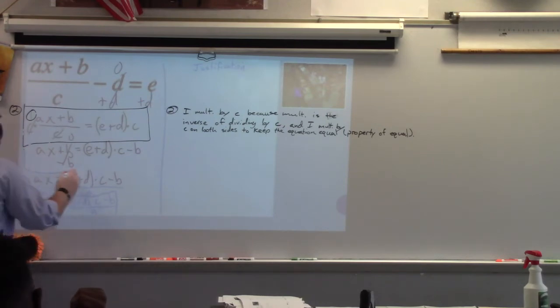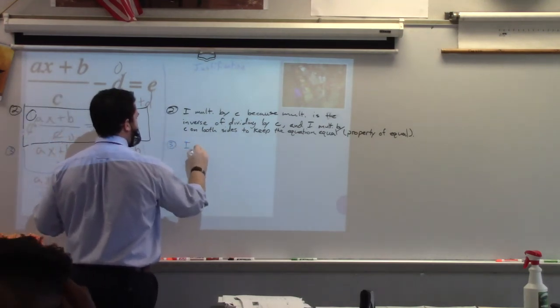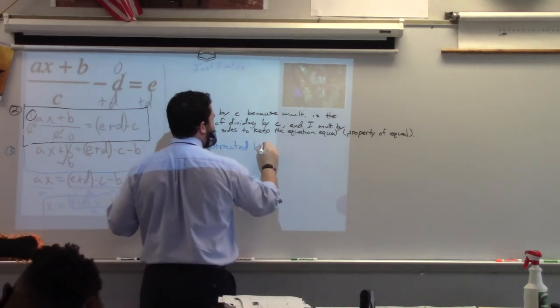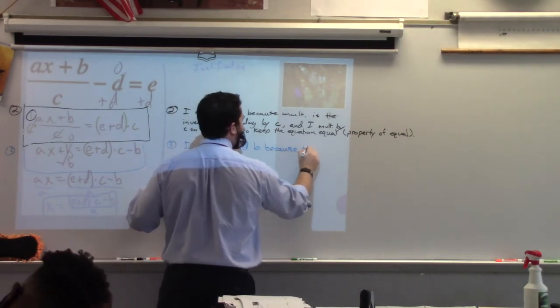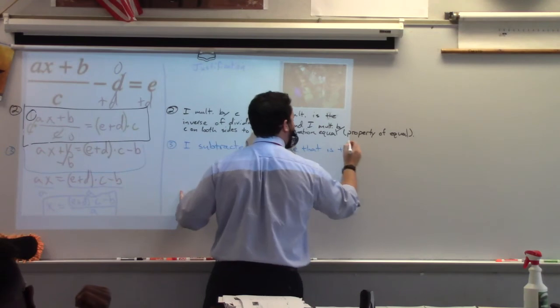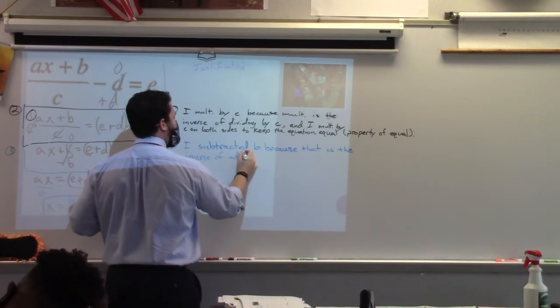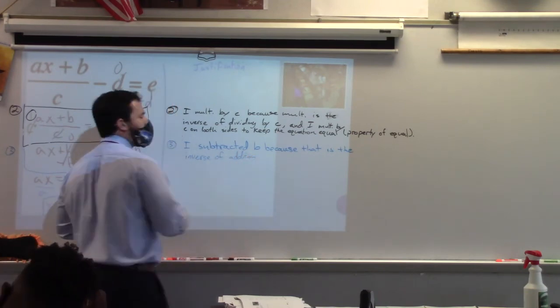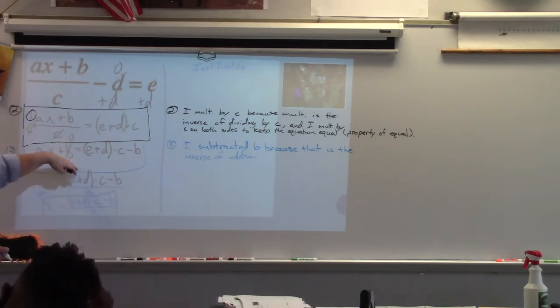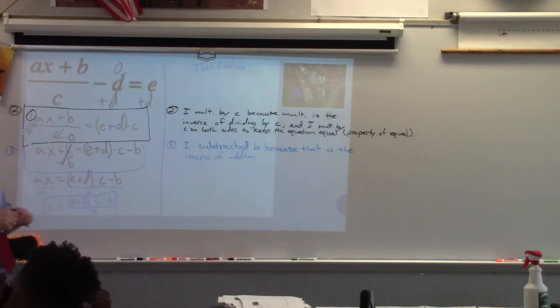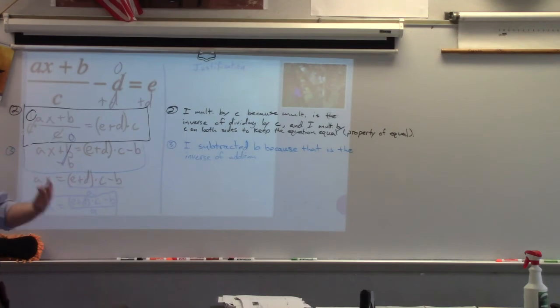I subtracted b because it's the inverse of adding b. Okay, so I subtracted b because that is the inverse of addition. By the way, I do want to point this out. This is another way you could say this. Please notice when you do b minus b, what number are you creating? You're creating 0, right? Anything minus itself is 0. So you can also explain that that inverse is creating the identity of plus 0. Okay, so you can talk about that as well.